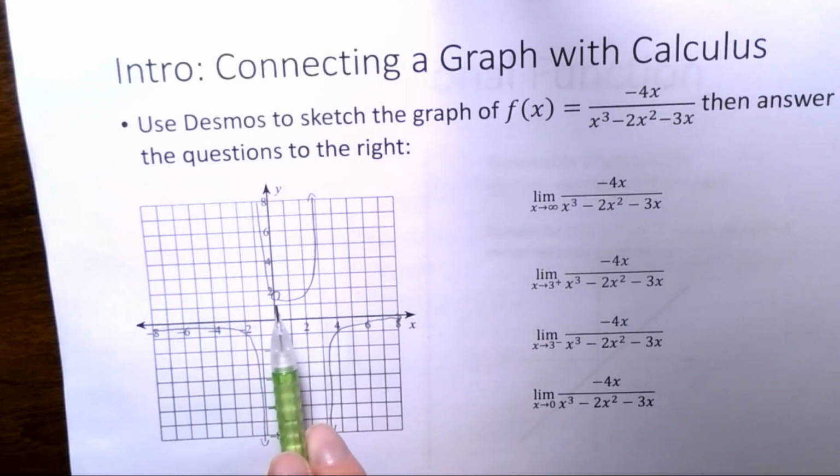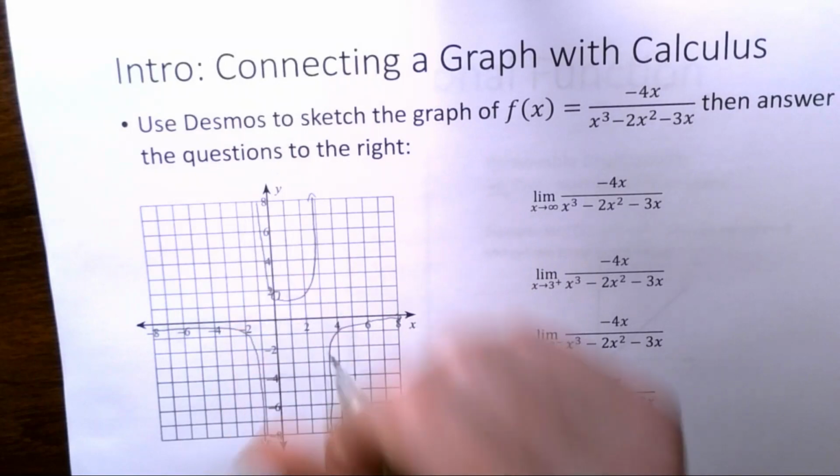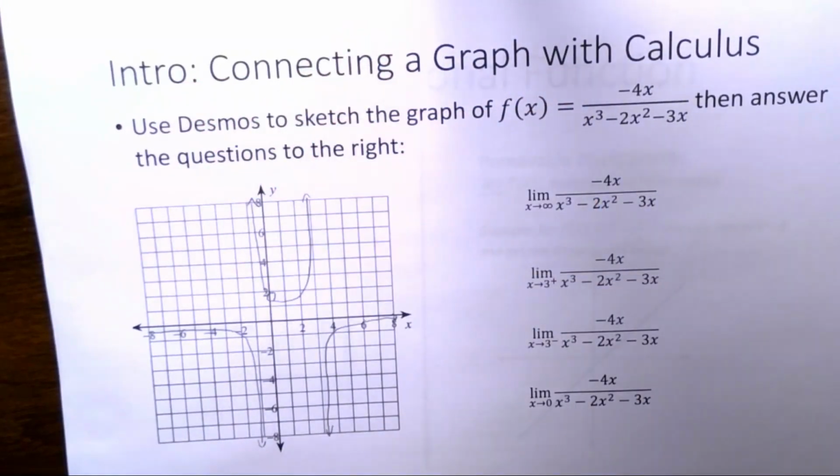This is what's called a removable discontinuity, or sometimes referred to as a hole in the graph. This is a feature of some rational functions. Then where it splits, down here and up there, this is what's known as a vertical asymptote. There's another vertical asymptote over here at x equals 3.